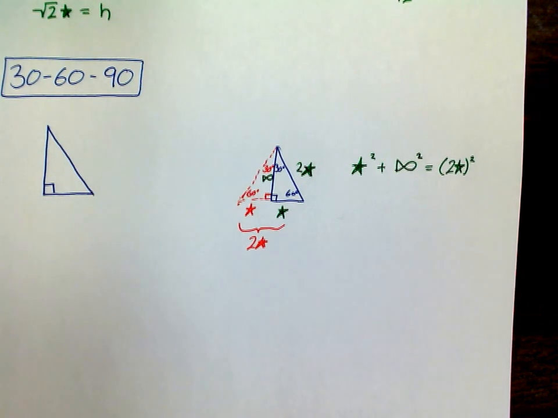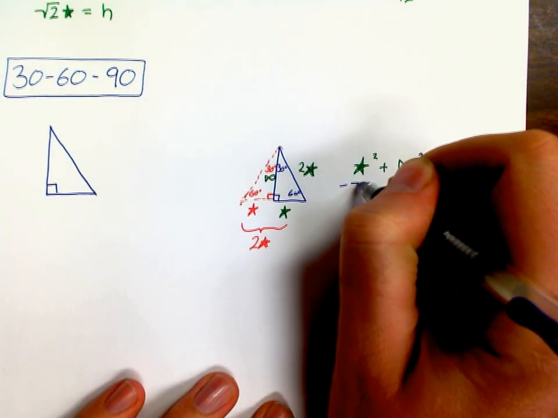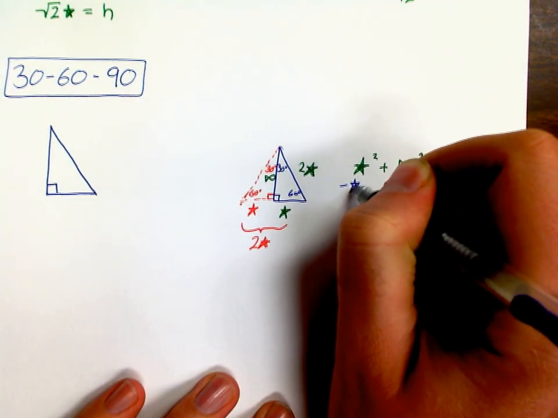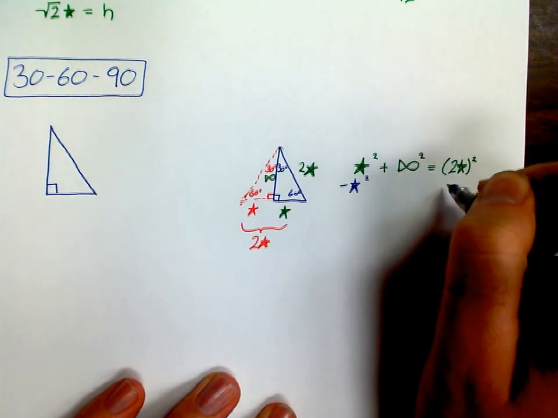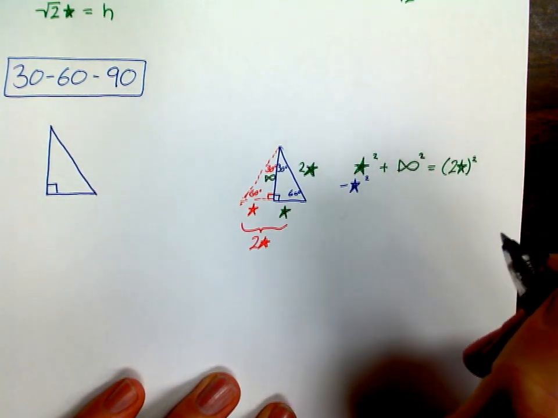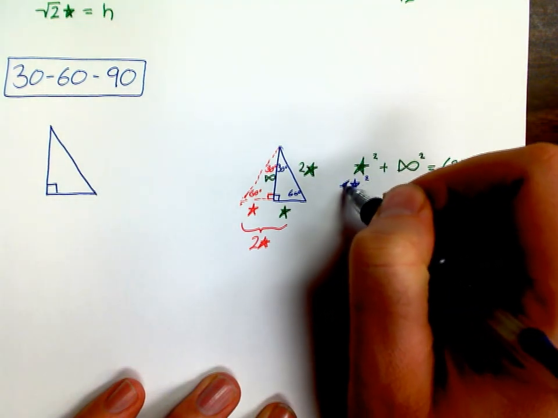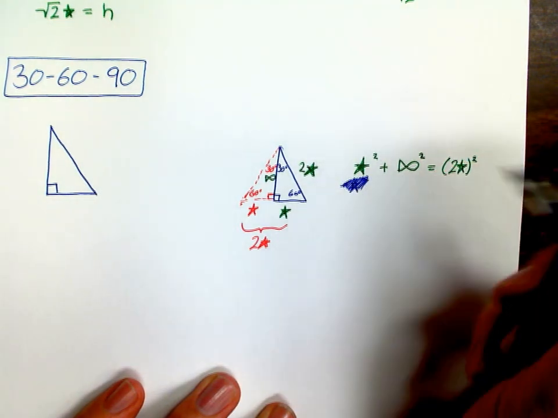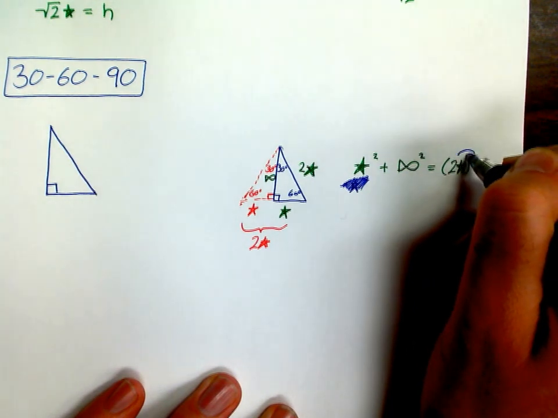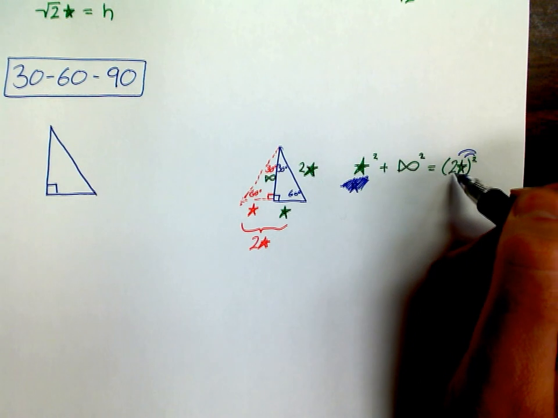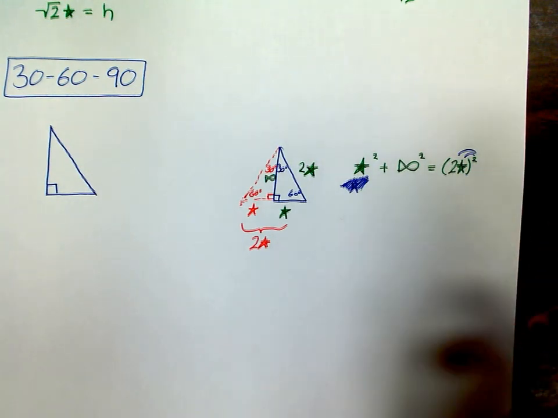Now, let's solve for fish. That's what we're trying to do. So I can subtract a star squared from both sides. However, before I do that, sorry, jumping the gun a little bit, I actually want to square this out. When I have an exponent applied to two things being multiplied, we have to apply the exponent to both of them. So that gives me a star squared.